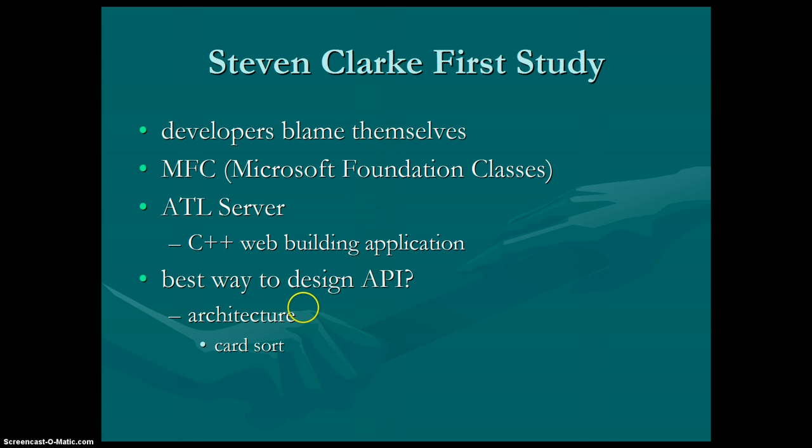Basically, how Stephen Clark's first study came about is that he compared himself to typical programmers, blaming himself for not understanding how to use an API rather than blaming it on poor design. So he conducted a study on programmers who were using the API called ATL Server. They had worked on the Microsoft Foundation Classes previously, but had no prior experience with web applications. In the study, he wanted to test whether the architecture of an API is a problem.